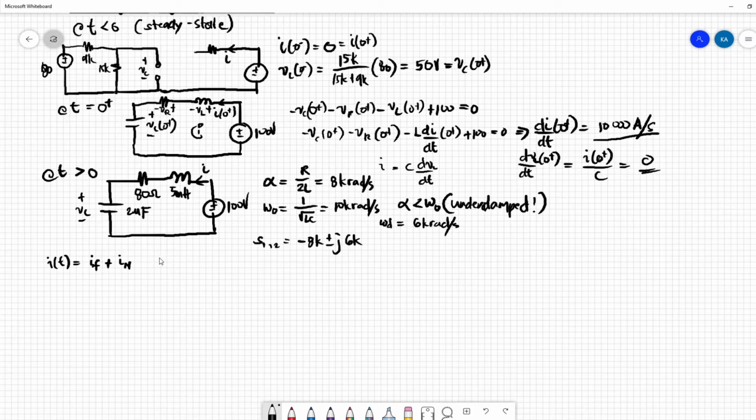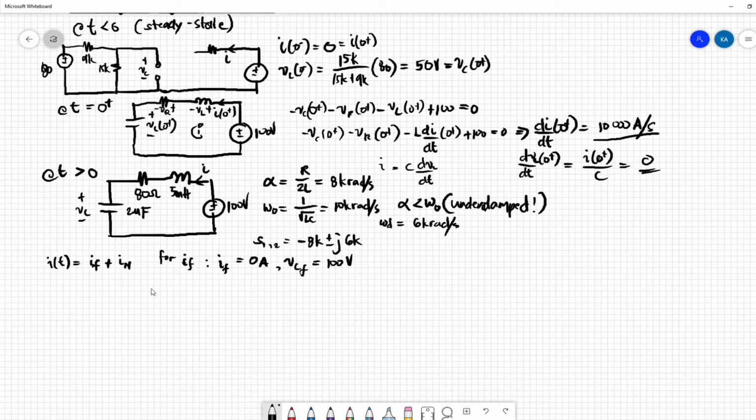So for the forced response, i_F, our circuit is in a steady state. So our capacitor is an open circuit and our inductor is a short circuit. So if this is open, our i_F is just equal to 0 ampere, and if our current is 0, the voltage across the capacitor is equivalent to the voltage of 100 volts. So Vc of F equals 100 volts.